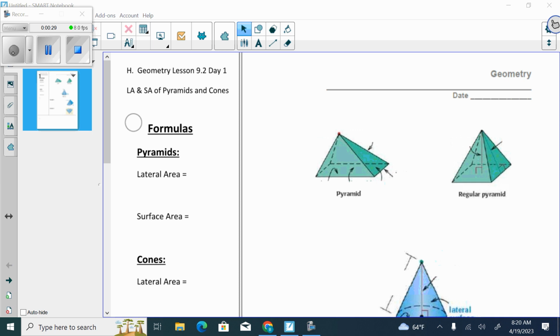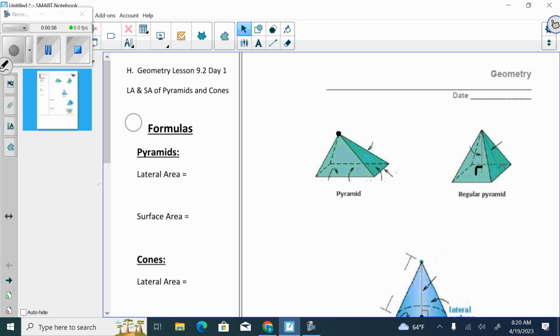Okay, so first, let's just label the pieces that make up our pyramids. So you could have a pyramid that's slanted like this, like oblique, right? Like our oblique cylinders or prisms. Or you can have what they call just a regular pyramid, where it's going to have that height that's perpendicular to the base, forming that 90-degree angle.